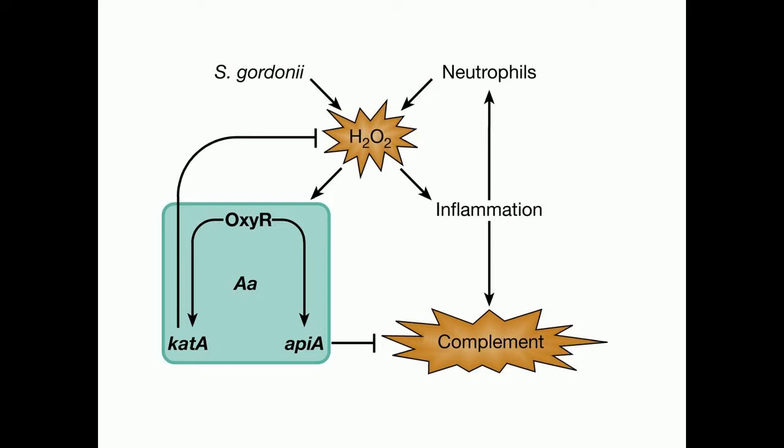Model for the role of H2O2 as a mediator of A. actinomycetemcomitans resistance to innate immunity. Enhanced levels of H2O2 produced by S. gordonii during plaque growth stimulate inflammation, leading to an influx of innate immune modulators, including complement and neutrophils. A. actinomycetemcomitans responds to rising H2O2 by induction of katA and apiA, which, in turn, enhance resistance to innate immune effectors. On recruitment to the site of inflammation, neutrophils increase the levels of H2O2 and further stimulate induction of katA and apiA.